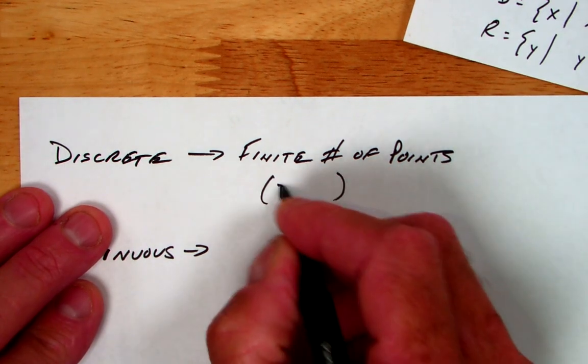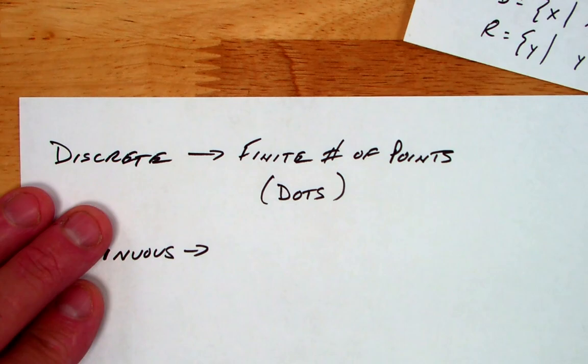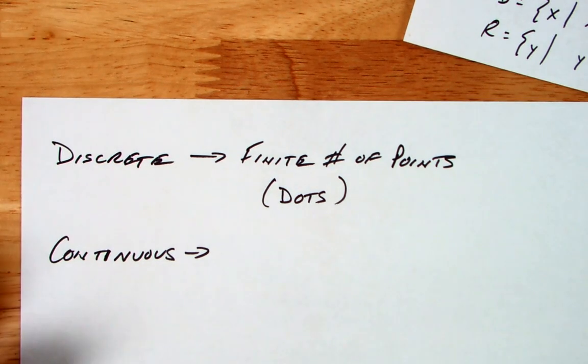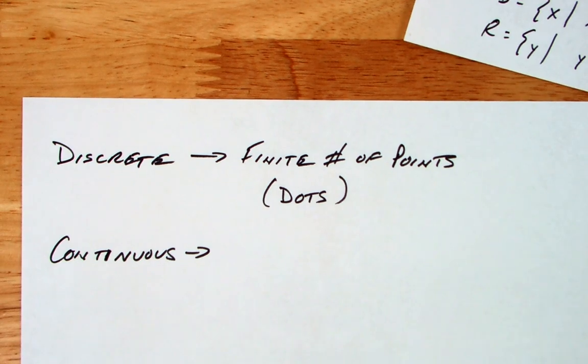Bottom line, basic definition is your graph is dots. You have certain points, and that's it. No betweenness, just those points. 4 and 5, like if we're on your assignment today, those would have been discrete. Because there's just certain data points, and that's it.